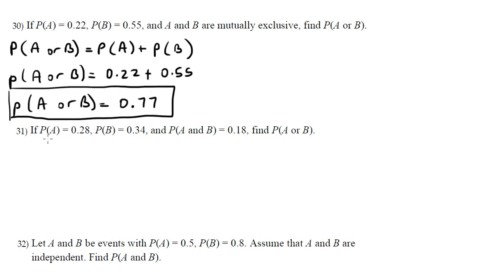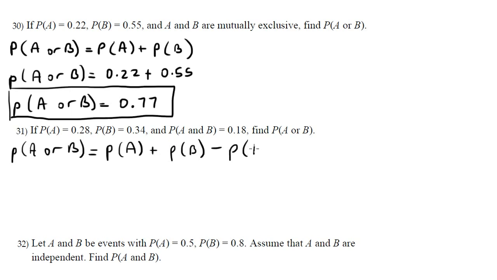31, they give us the probability of A, the probability of B, and the probability of A and B, and they want us to find the probability of A or B. Now, this is also on your list. This is the addition rule 2, also sometimes called the inclusion-exclusion principle. This is for events that are not mutually exclusive. They do intersect. The intersection is not 0. There's an actual non-zero value there. So this formula reads the probability of A or B is the probability of A plus the probability of B minus the intersection, minus the probability of A and B.